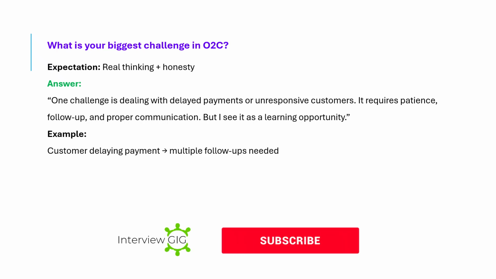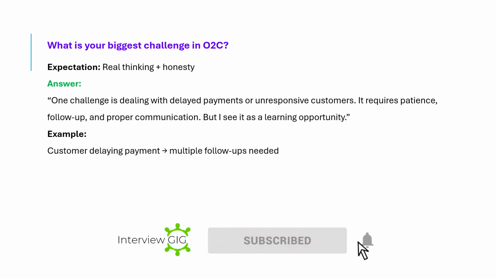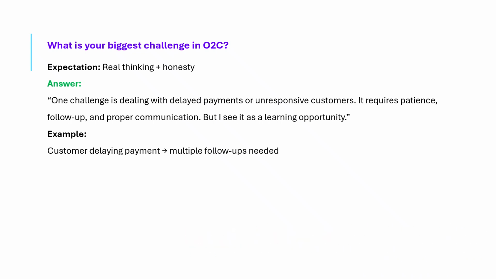What is your biggest challenge in O2C? Expectation: real thinking plus honesty. Answer: One challenge is dealing with delayed payments or unresponsive customers. It requires patience, follow-up, and proper communication. But I see it as a learning opportunity. Example: customer delaying payment, multiple follow-ups needed.